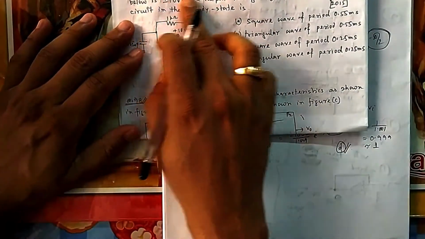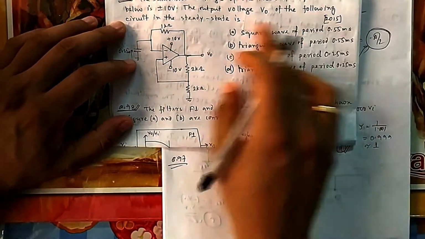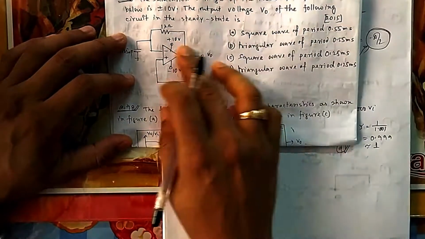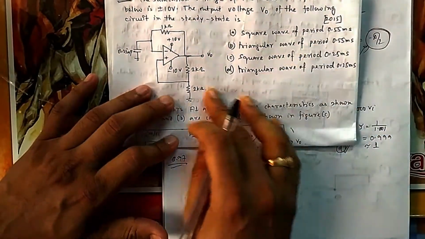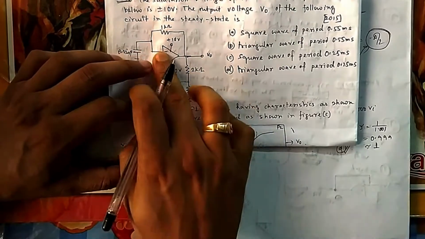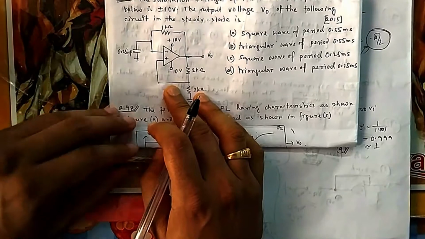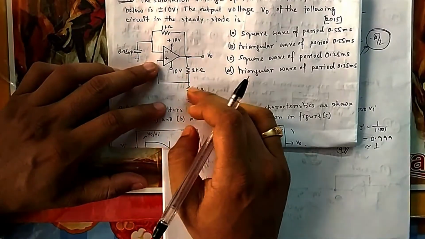Now the saturation voltage of the ideal op-amp shown is plus minus 10. What is the output voltage V0 of the following circuit in steady state? So now you can see as it is given, both sides negative and positive feedback. This one you have already seen, and this is a capacitor, so this voltage will be continuously charging and discharging. So it is a comparator basically.